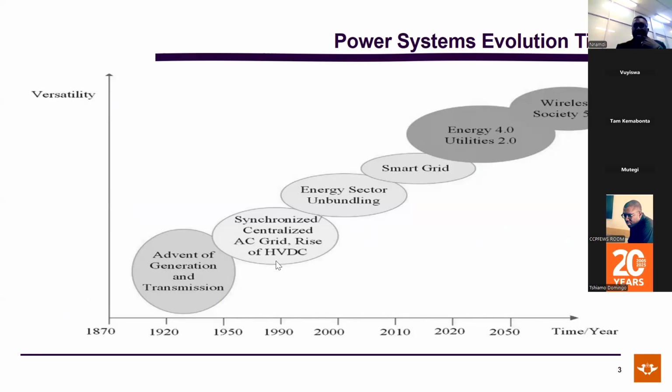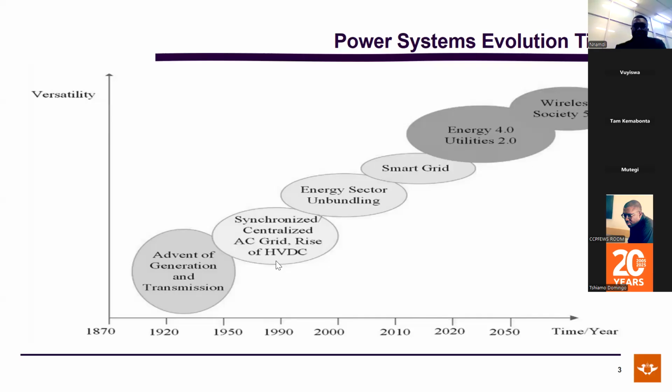To understand where we are going, we need to appreciate how far we've come. This evolution timeline shows the remarkable journey of power systems over 150 years. For most of this period, from 1870 to 1990, power systems remained relatively static. There was, of course, the advent of generation and transmission, followed by synchronized and centralized AC grids, and then the rise of HVDC for long-distance transmission.